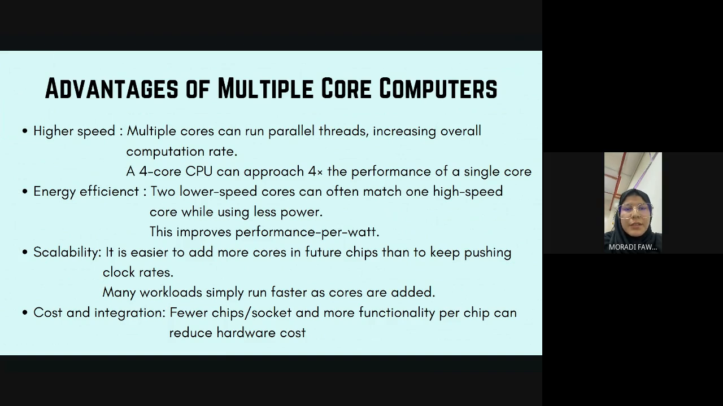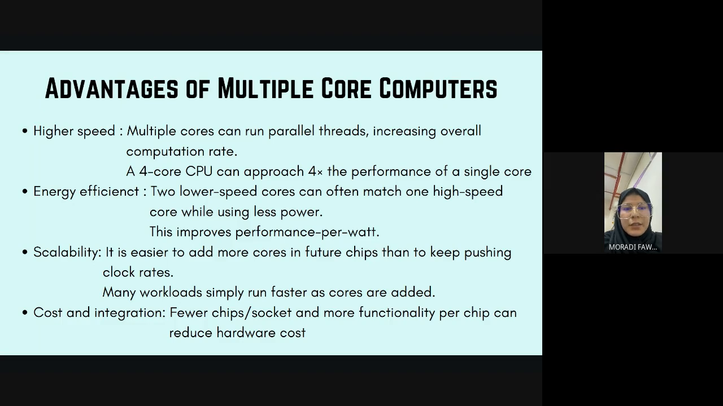The second one is energy efficiency. Two lower speed cores can often match one high speed core while using less power. This improves performance per watt. The third one is scalability. It is easier to add more cores in future chips than to keep pushing clock rates, and many workloads simply run faster as cores are added.